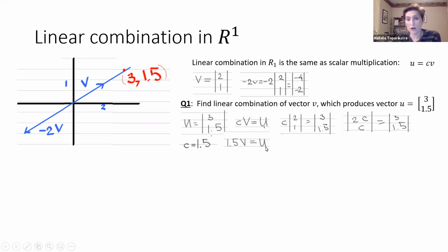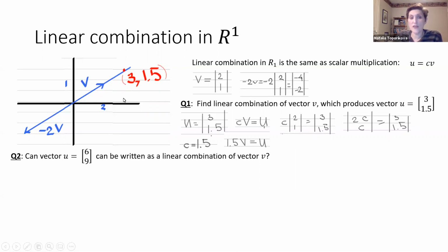So we can now write down our solution as a linear combination: weight 1.5 times vector v is equal to u. Or you can expand it in numerical values if you prefer it this way. Okay, so this is when we know the point we're looking for is actually on the line. But often we do not know.